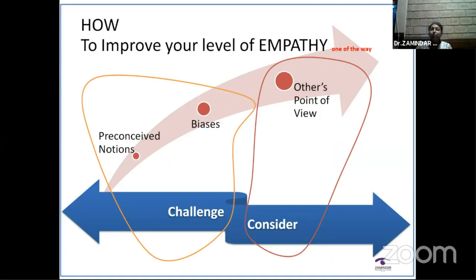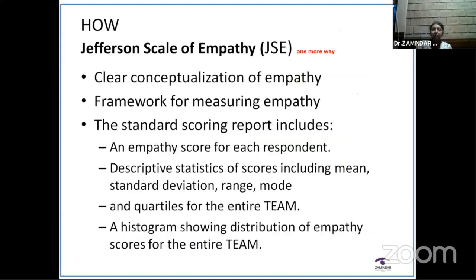Then how do we improve our level of empathy? There are a few challenges and a few consideration points. We challenge our preconceived notions based on the patient's socioeconomic background, or our biases based on anybody's ethnic or cultural backgrounds. Then we should always consider the other person's perspective or point of view. And there's a scientific way where we can assess empathy.